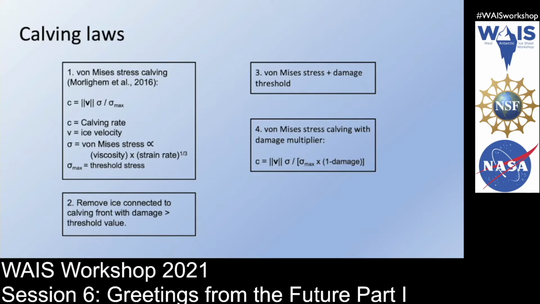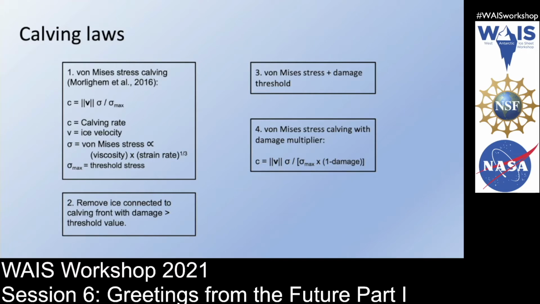We use 4 different calving laws in our forward simulations, the first of which is the von Mises stress calving law, which is widely used but does not account for damage. So this sets the calving rate C equal to the ice velocity times the von Mises stress divided by some threshold stress, which is a tuning parameter.